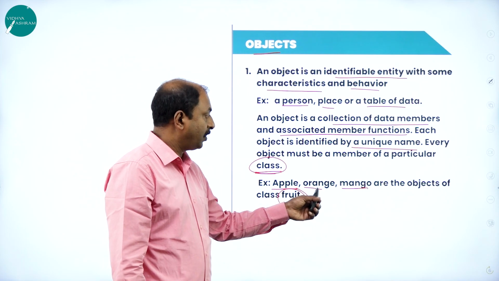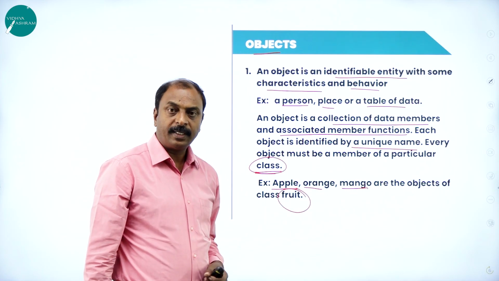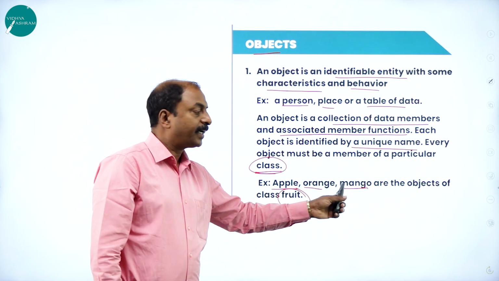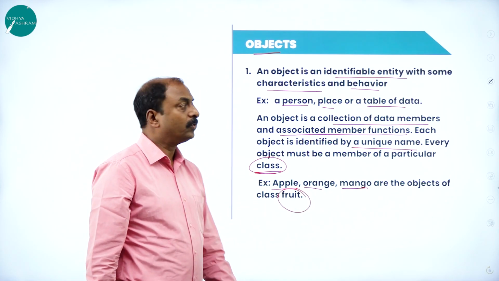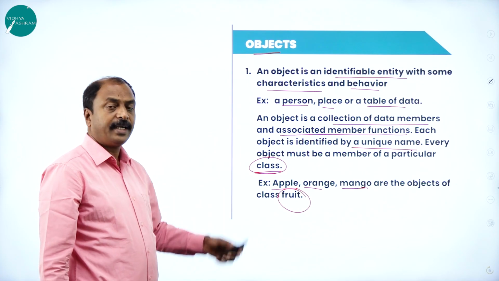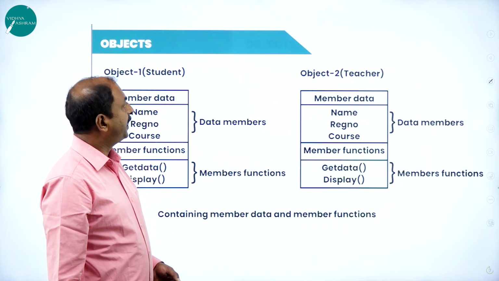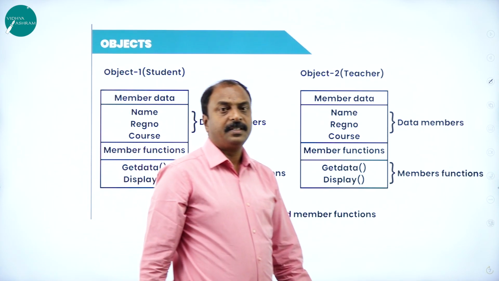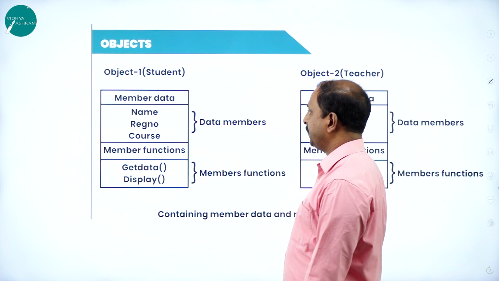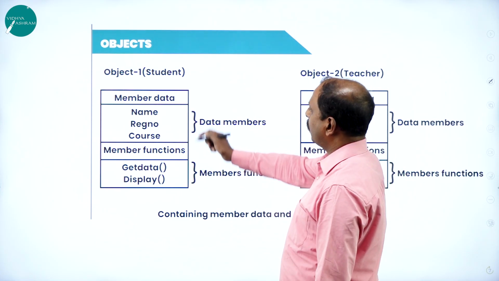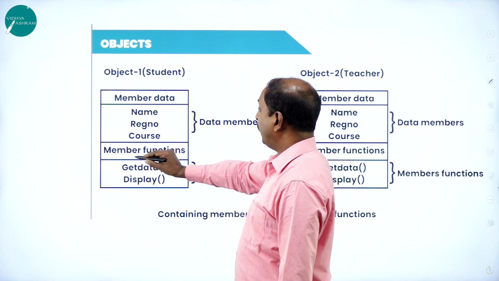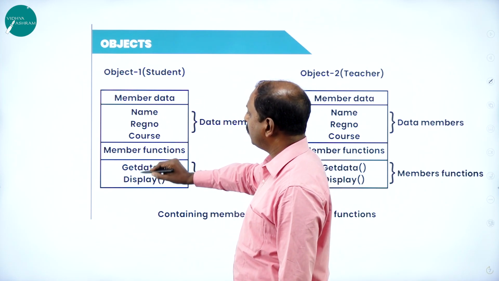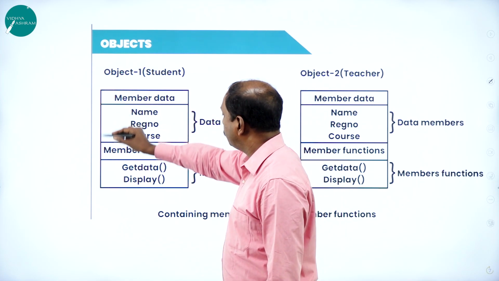For example, orange is an object, or mango is an object, and all these come under a category or a group of fruits. So fruit is a class. So that is the definition of object and class. In the next slide, see, this is how we represent an object here. As I told you just now, here we are combining data members and member functions which work on this data, together forming an object.